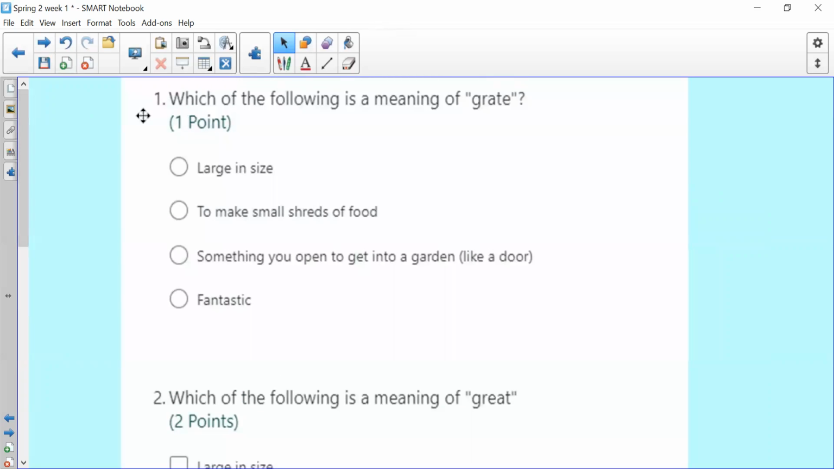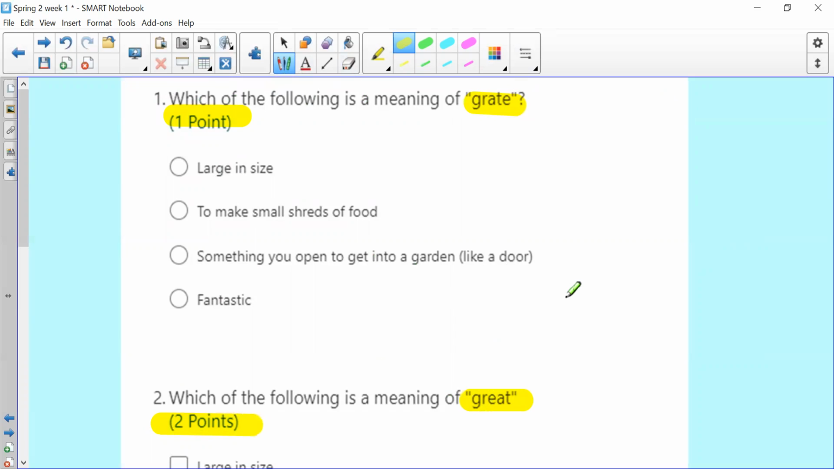So on your quiz today, you will have a question, and please pay attention to this part here, because this will tell you how many correct answers there are. So the first one, which of the following is a meaning of great? Now remember, you really need to look at the spelling because they're homophones, so you need to make sure you're getting the right one. If you need to flick back through this video, that is absolutely fine, because today you are learning the new words. Take your time, okay? So there is only one correct answer for this one here.